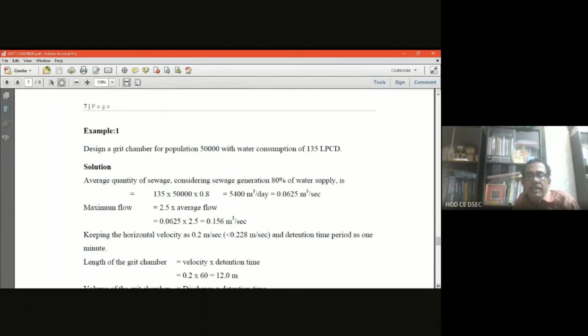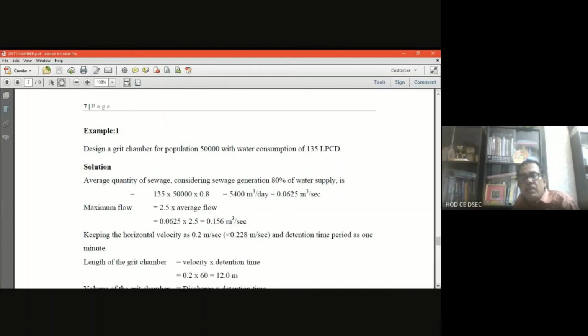But this is the amount of water supplied, and we have studied that the average wastewater flow generated is 75 to 80% of the water supply. So if you multiply the water supply with 0.8, taking 80% as the wastewater, you will get the wastewater flow of 5,400 meter cube per day. Converted, this is 0.0625 meter cube per second.